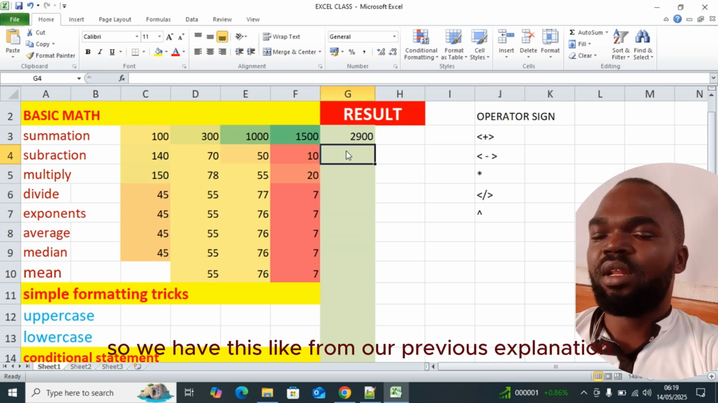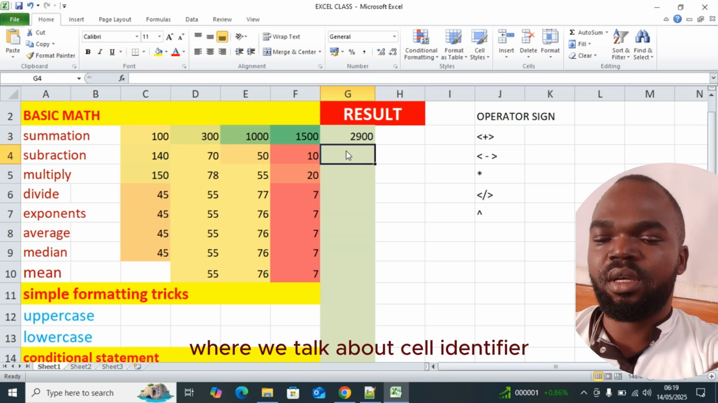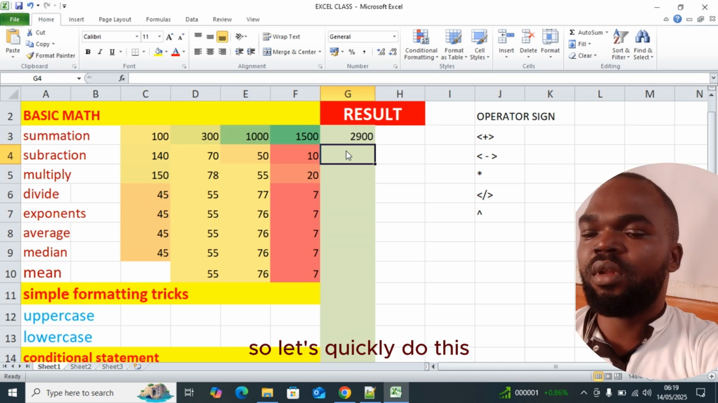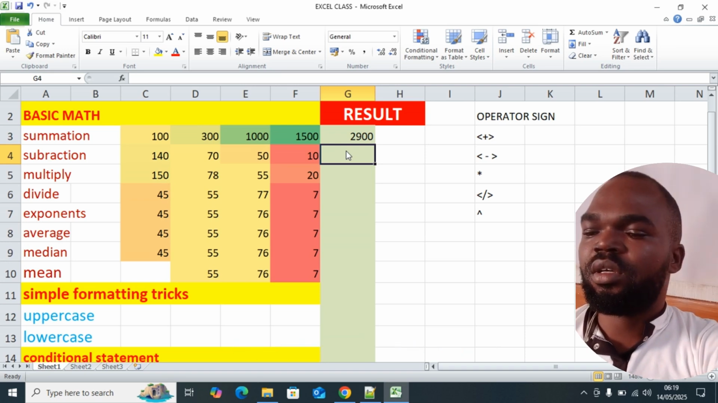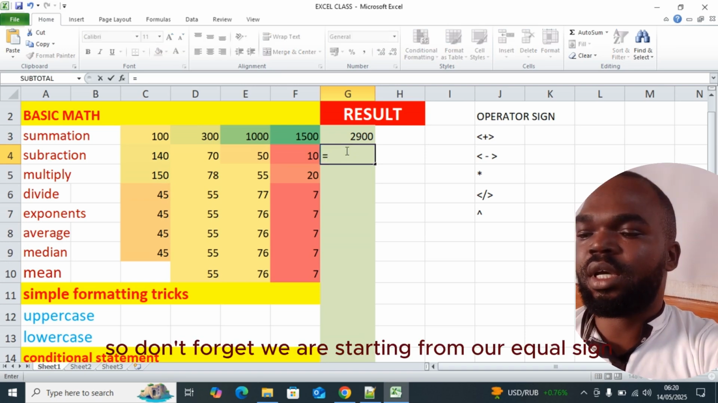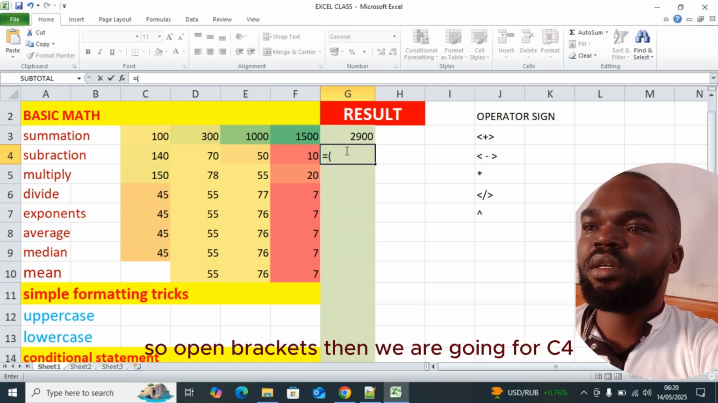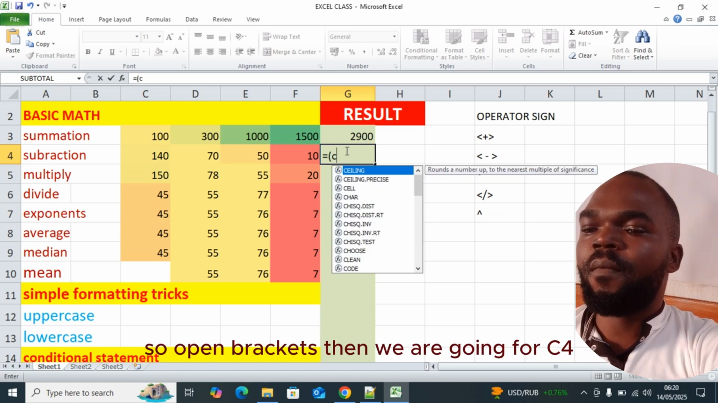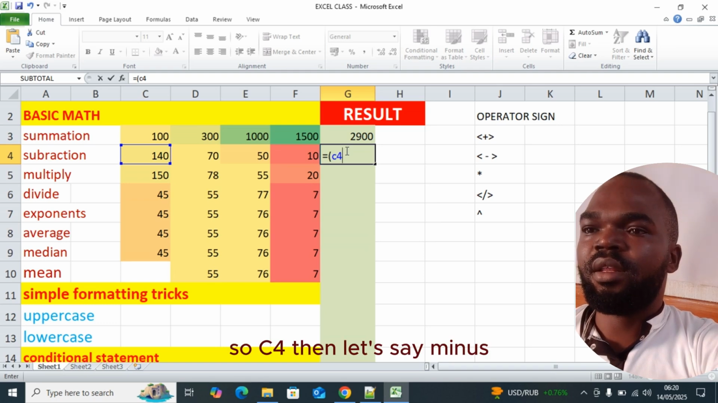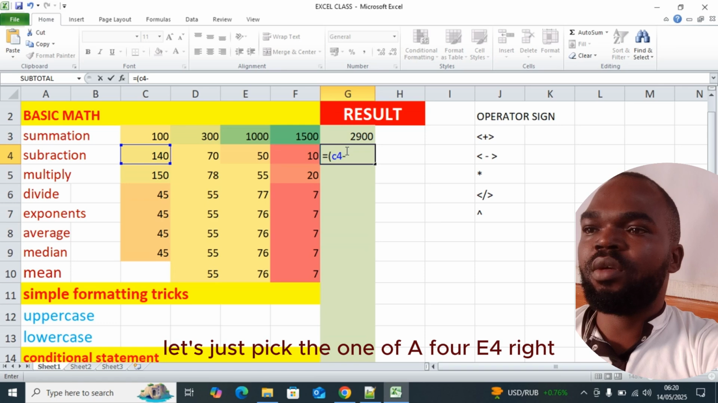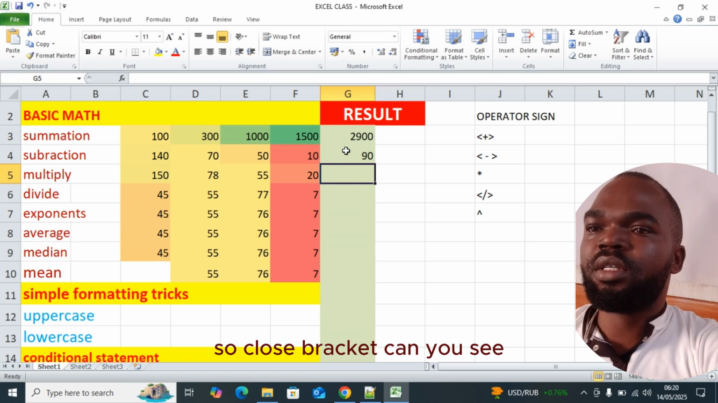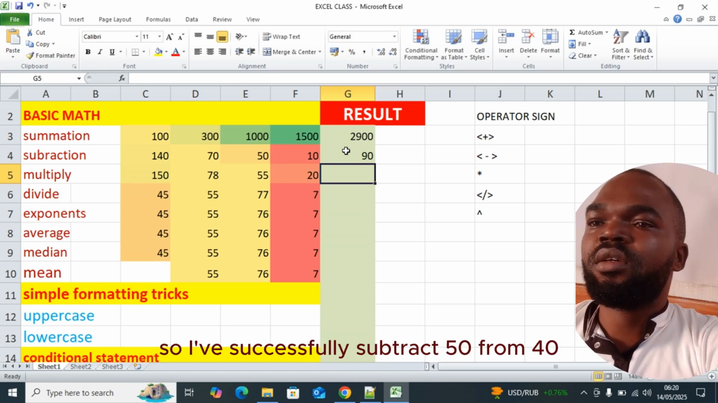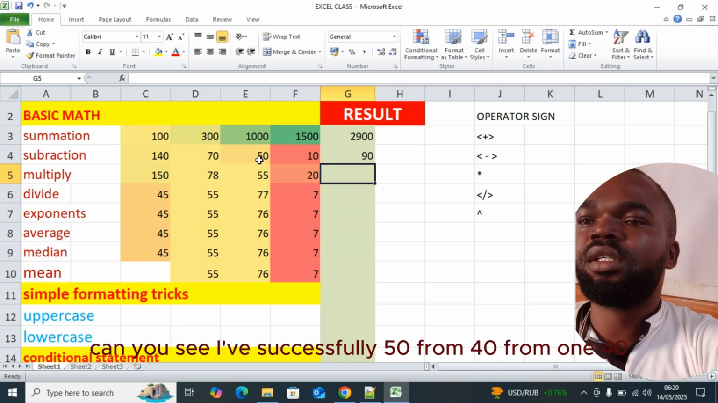So we have this, like from our previous explanation where we talked about cell identifier. So let's quickly do this. Let me use the one of 40. Don't forget we are starting from our equal sign. So open brackets. Then we are going for C4. So C4. Then let's say minus. Let's just pick the one of E4. E4. Right? So close brackets. Can you see? I've successfully subtracted 50 from 140.